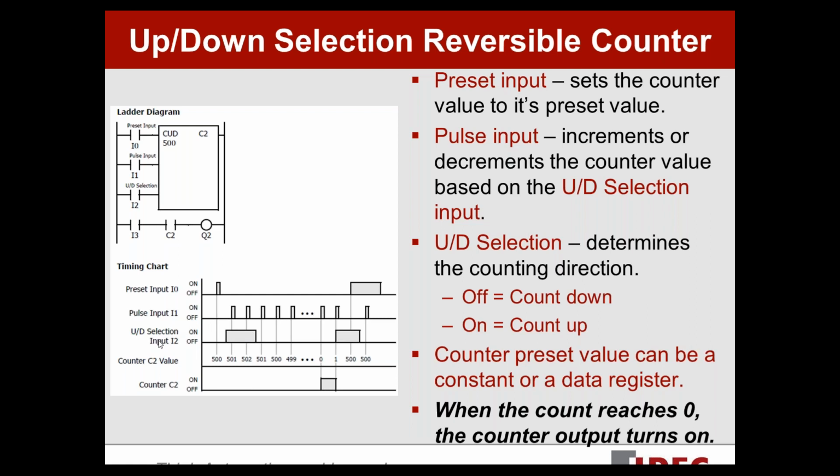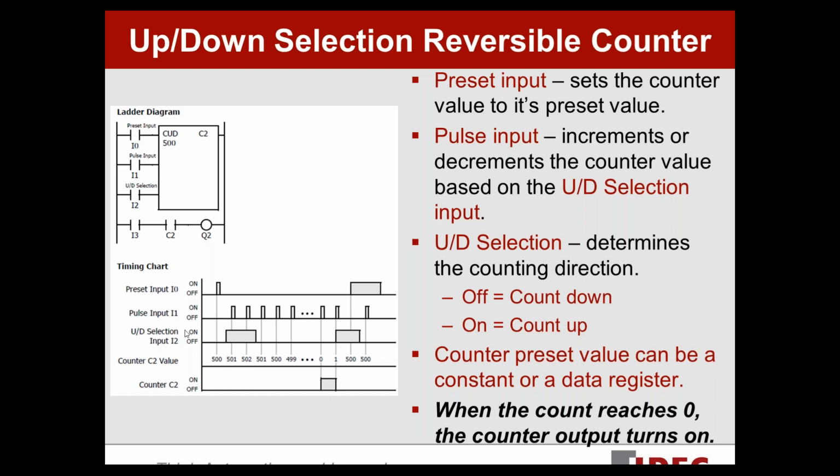Now, if the up-down selection input turns off, that means whatever pulses we get now, we're going to count down. So once that input turns off and we get a pulse on input 1, we decrement the counter down to 501. We get another pulse, down to 500, and so on. Once we get to 0, the counter will turn on or be true. Whenever the counter has a value of 0, the counter output will turn on.